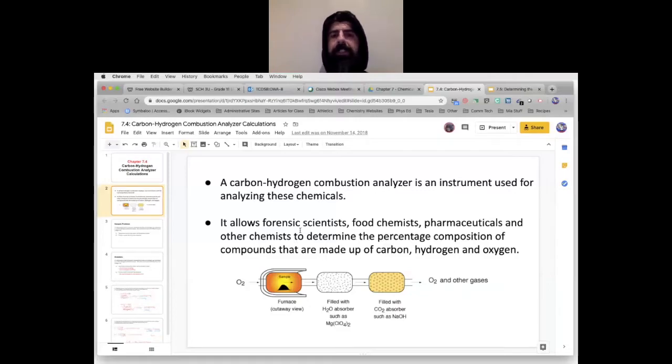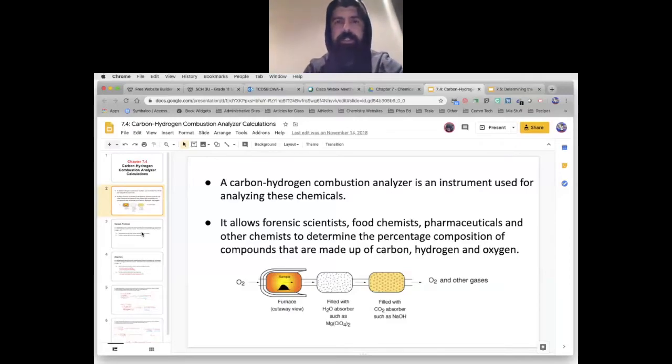Forensic scientists, food chemists, pharmaceutical engineers, and other types of chemists will utilize these kinds of values. They're going to try to find the percent composition of these compounds. Okay, so that's it. What makes these tough here are the sample problems.